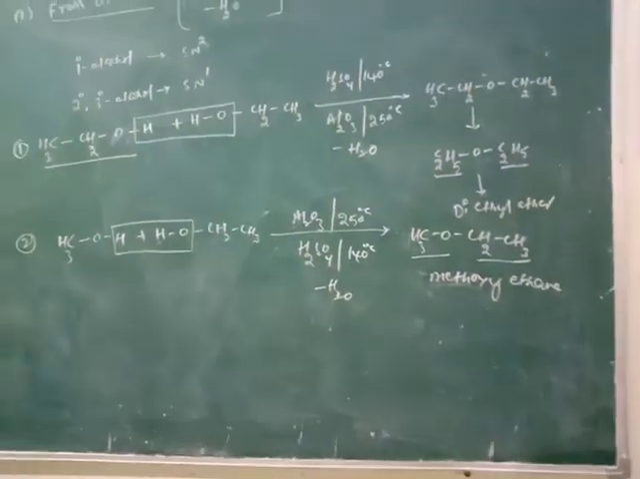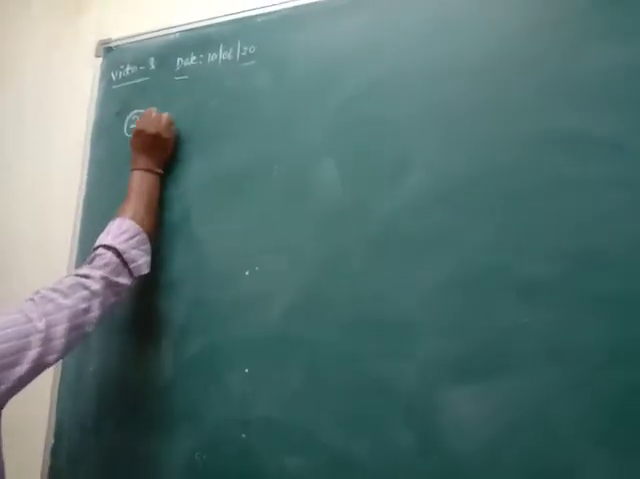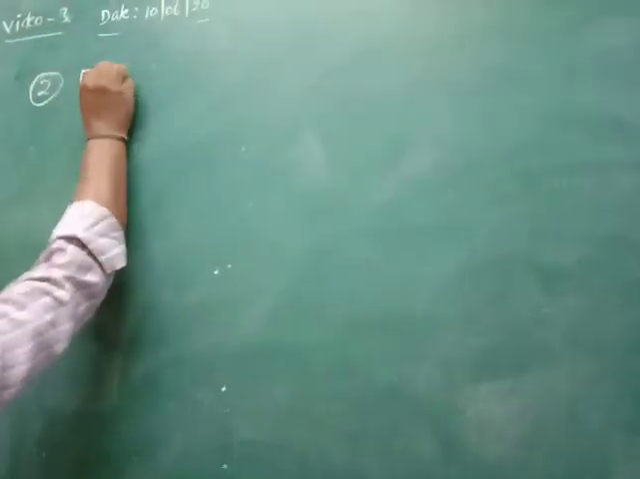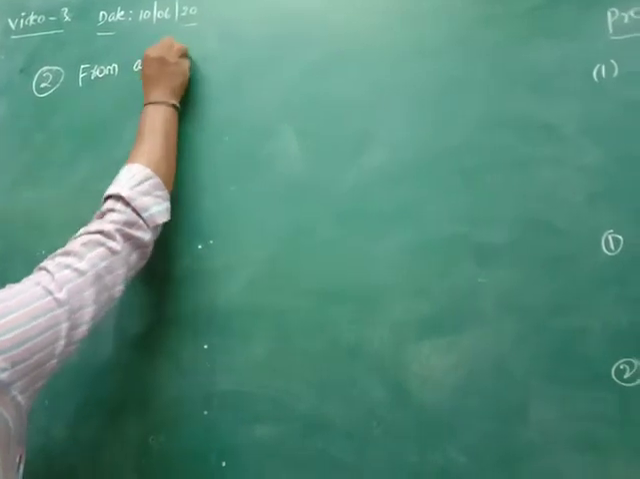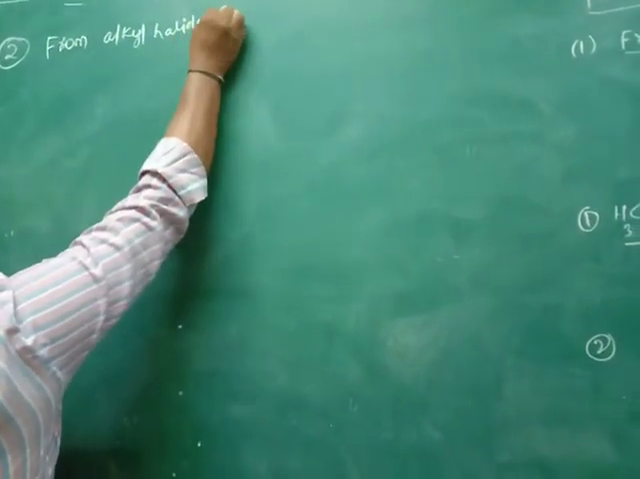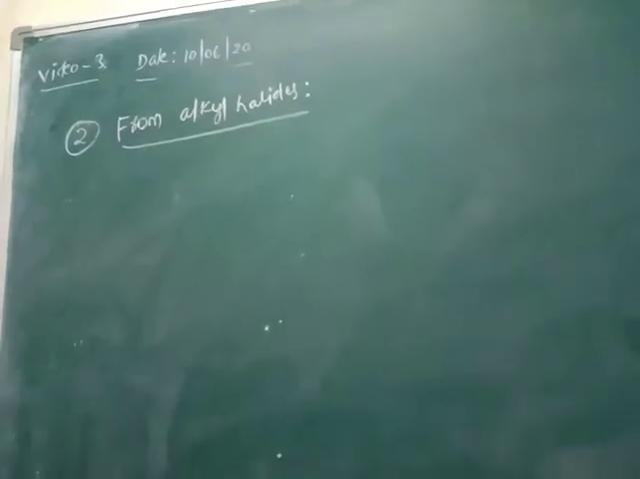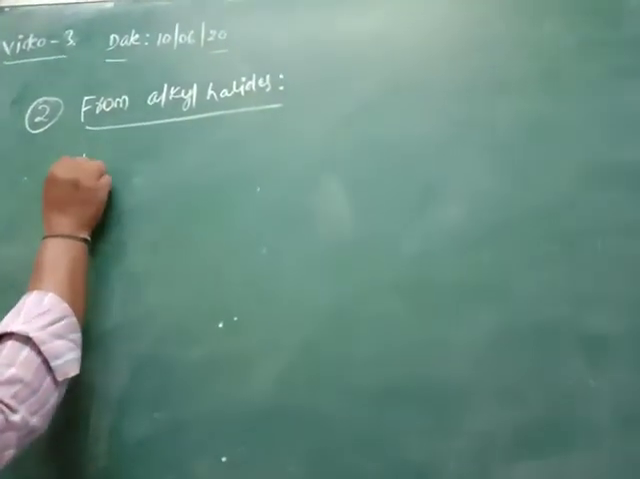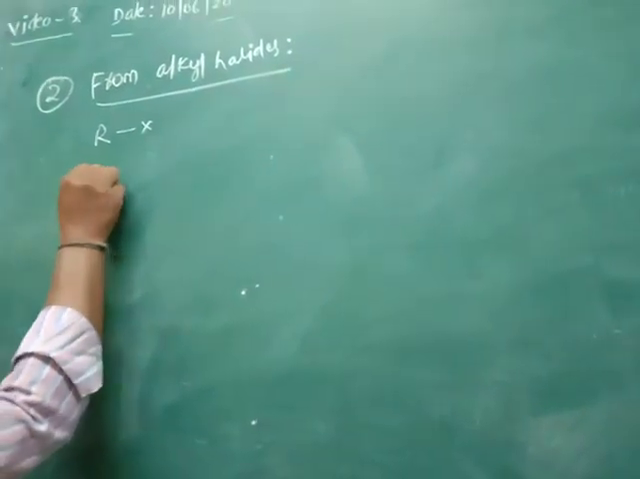Now the second preparation method of ethers: ethers are prepared from alkyl halides. Generally this type of reaction takes place in the presence of silver oxide. For example, R-X is the alkyl halide.